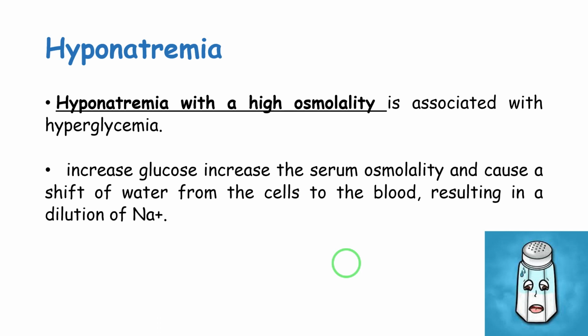An example of this is when we have an increase in glucose in hyperglycemia and diabetes. This will lead to an increase in the osmolality, and it will also be accompanied by hyponatremia, because any hyperosmolality will lead to shifting of water from inside the cell to outside, to the extracellular fluid, and this will lead to a dilutional effect and hyponatremia.